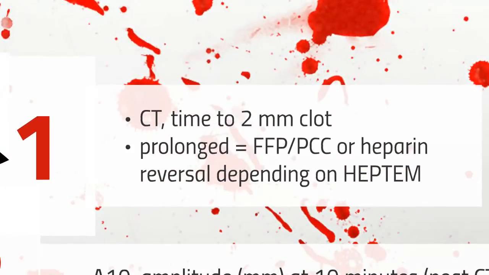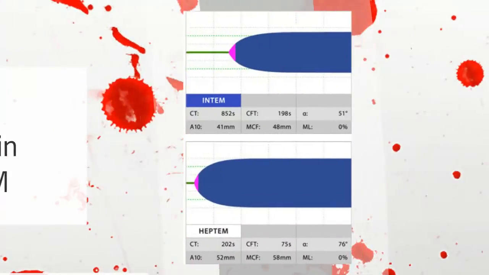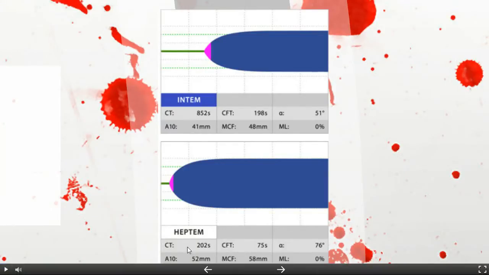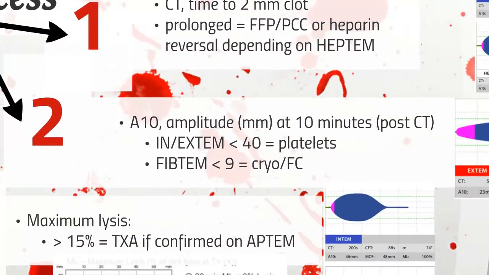So number 1, clotting time. If it's prolonged, it suggests your answer is going to be FFP or heparin, depending on the HEPTEM, at least in Australia. So rule of thumb, let's just say 250 seconds is a rule of thumb for INTEM. This is just a rule of thumb. It's not accurate. So this is prolonged. Now, when we add heparinase or protamine, does it fix the problem? So now our clotting time has gone back down to a normal 202. So the problem here is heparin.